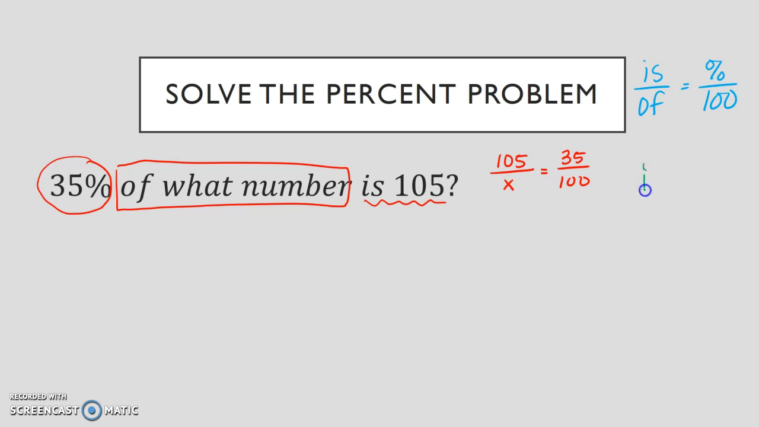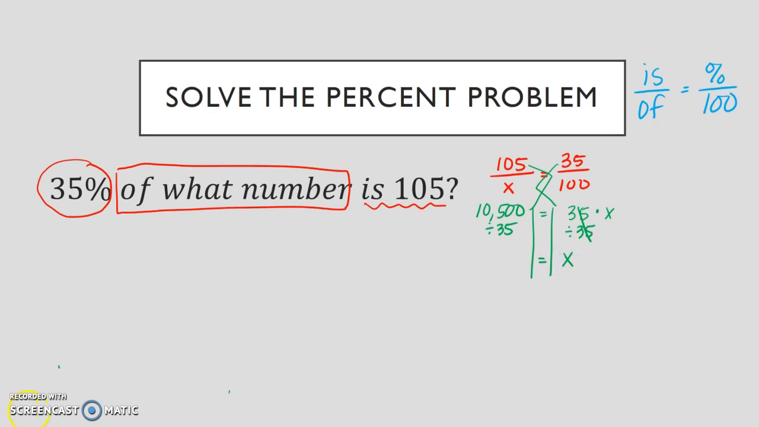Just like the last two problems, we're going to do our shoelace method in order to solve for our variable. So 35 times x gives me 35 times x, nothing new there. And then 105 multiplied by 100, we get 10,500. So these numbers seem really big, but we've got to remember that we're dividing here. So we're going to divide by 35. So our number is going to get a little bit smaller. So we are left with x, and we need to now do 10,500 divided by 35.